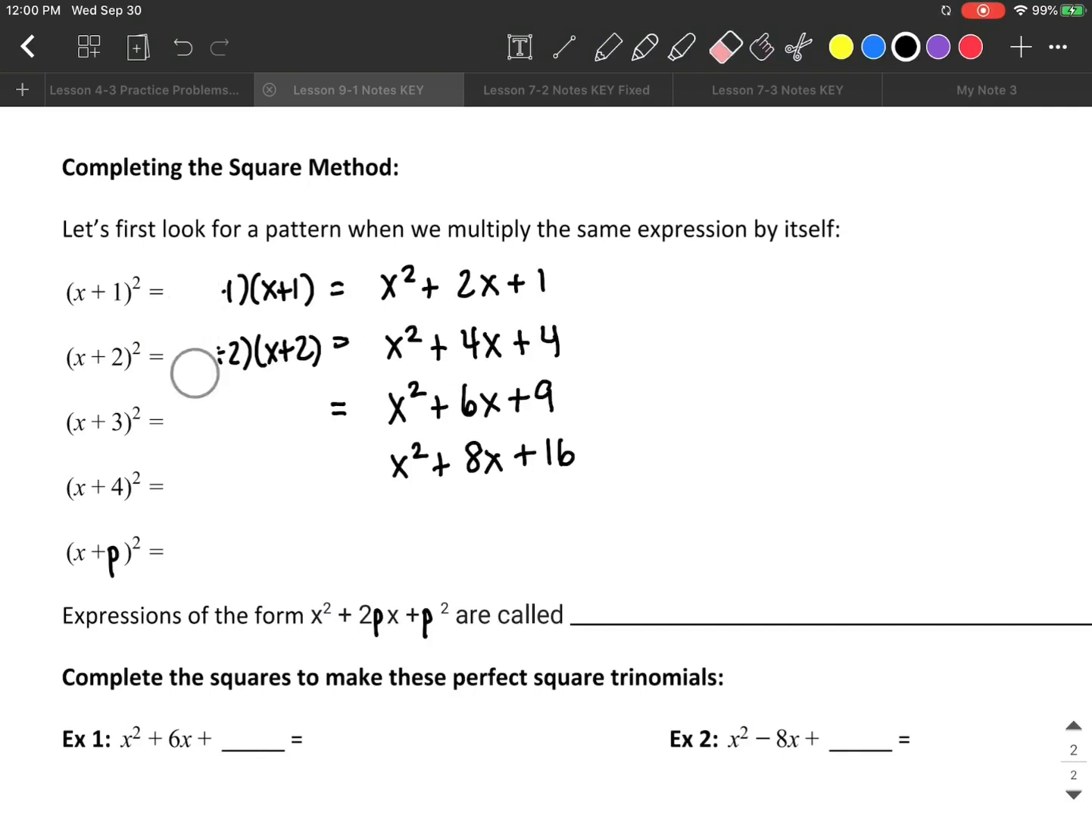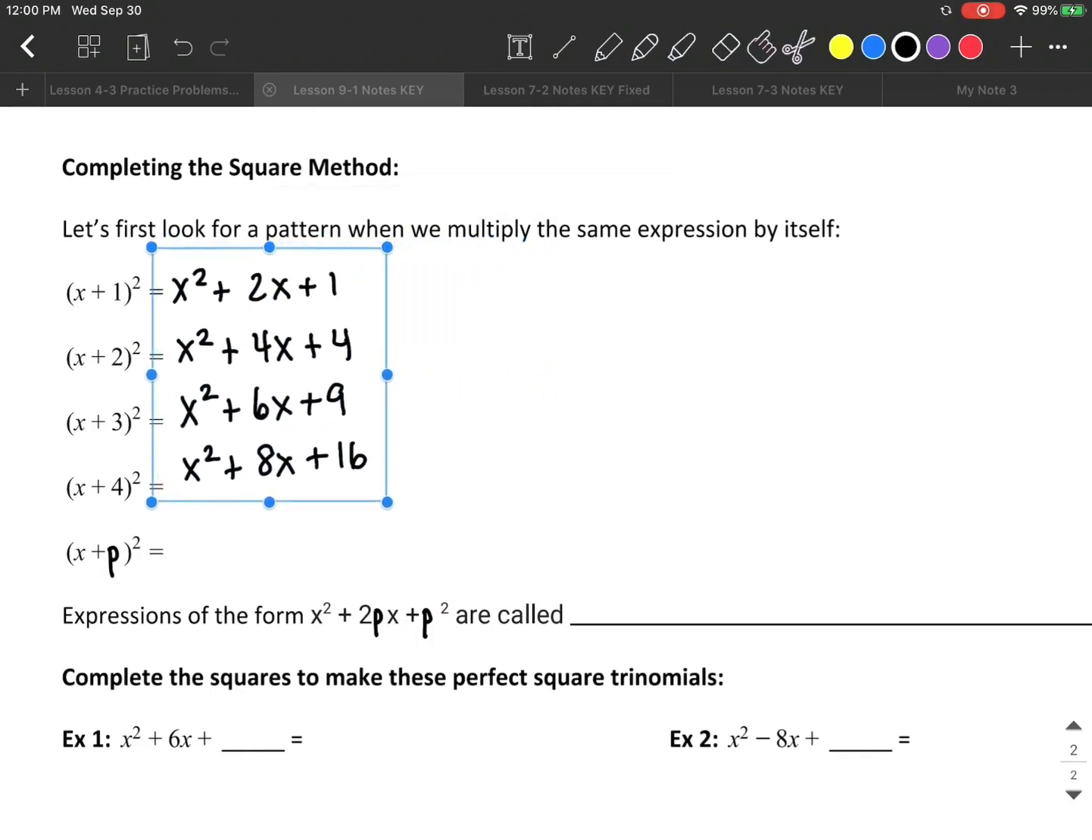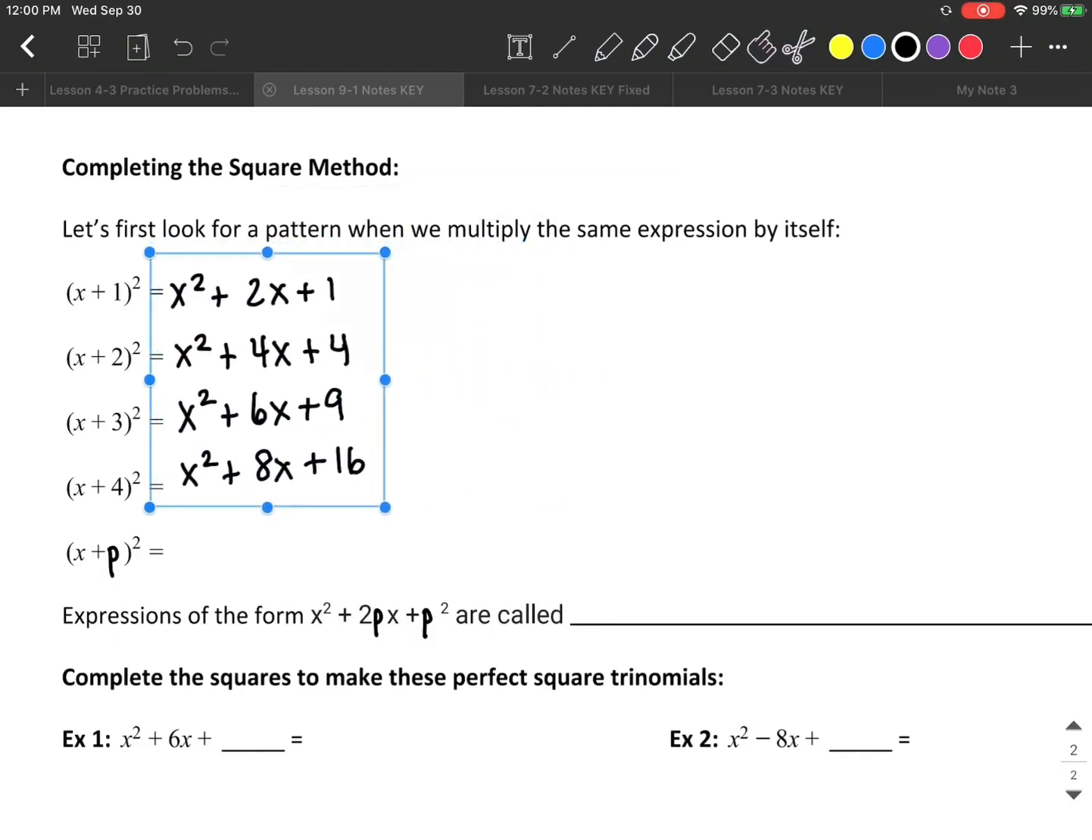I'm going to erase this so it's easier for us to find a pattern. We just get rid of the stuff we don't need. This is what I need to find my pattern. So I'm going to move this over here. And now I'm going to look for a pattern. So first of all, I want to look for the unique things that I see in the factored form and compare them to the unique things that I see in the simplified form. So in the factored form, the unique things that I see are what I'm adding inside of the parentheses. So plus 1, plus 2, plus 3, plus 4. That's what makes all those things different.